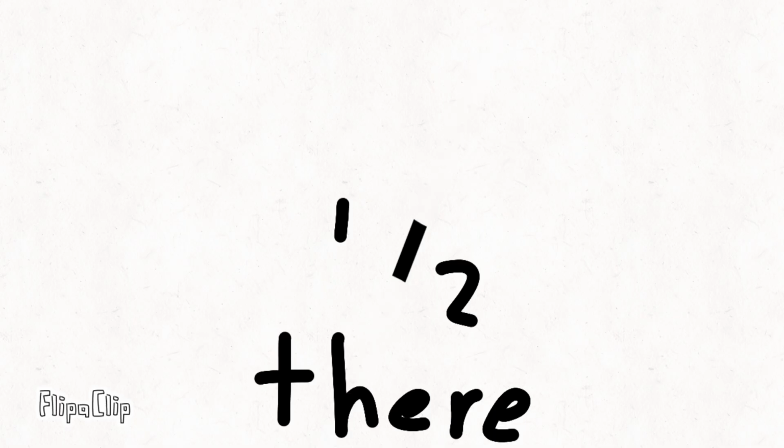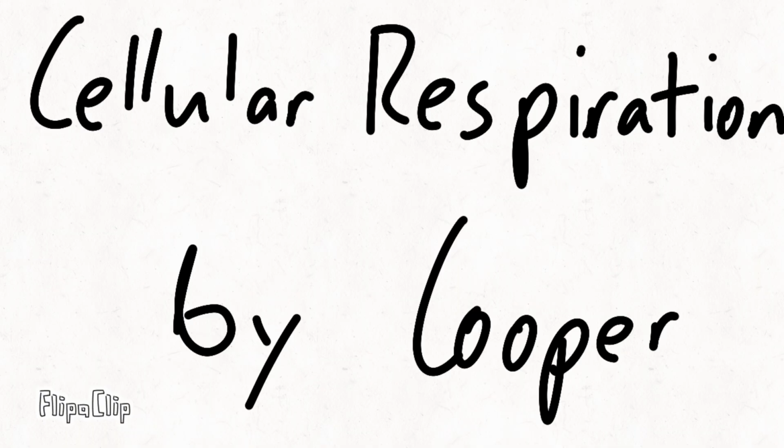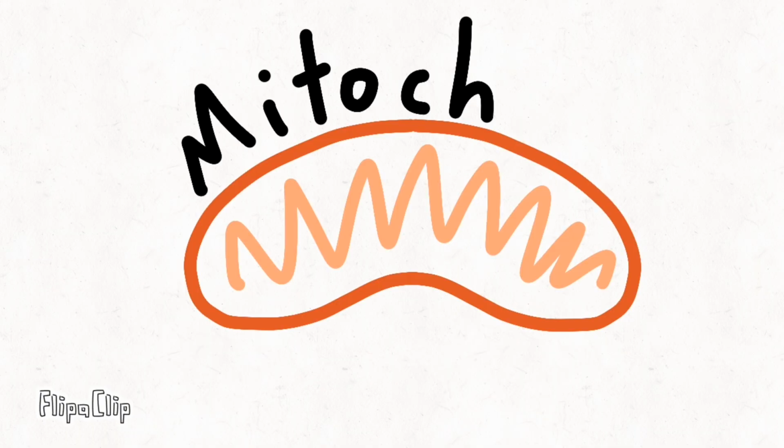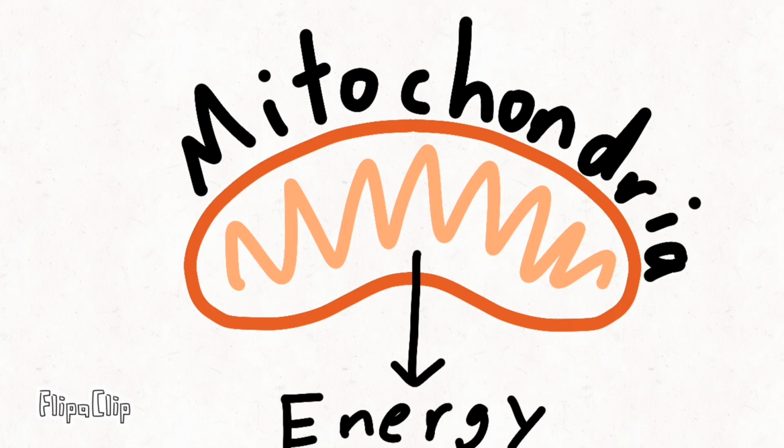That was photosynthesis, and you're halfway there to knowing the full cycle of how plants get their energy. Now we move on to cellular respiration. This is the mitochondria, and it's where the majority of cellular respiration takes place. Inside of it is where most of the energy we use is made.